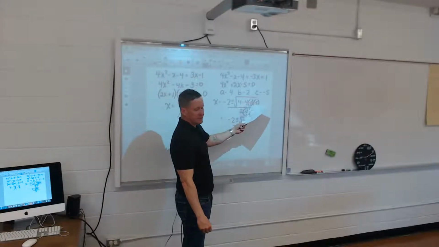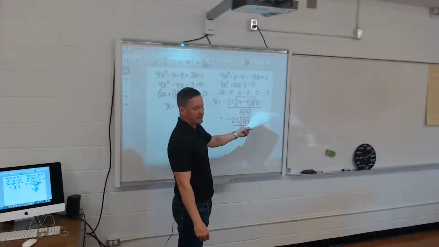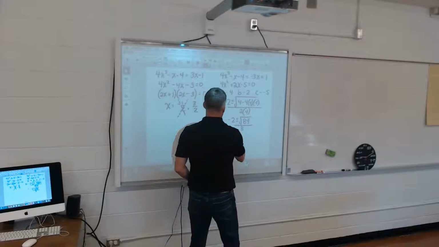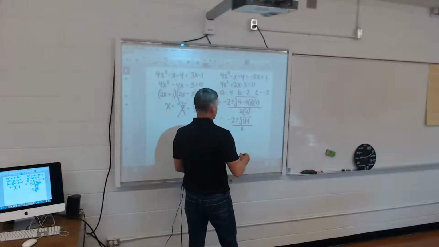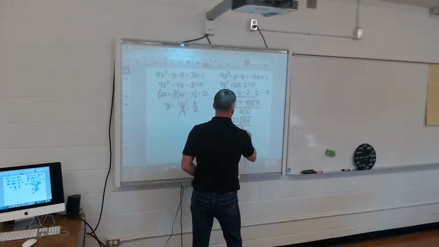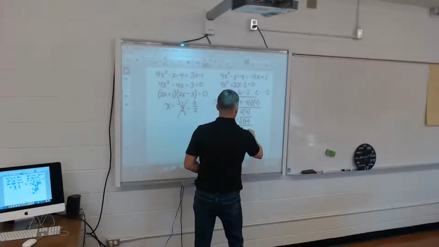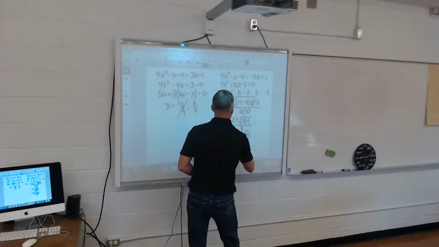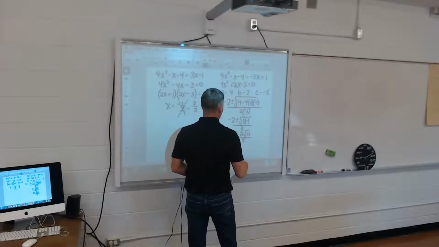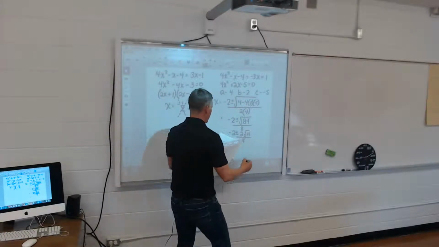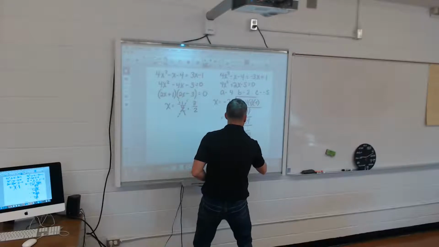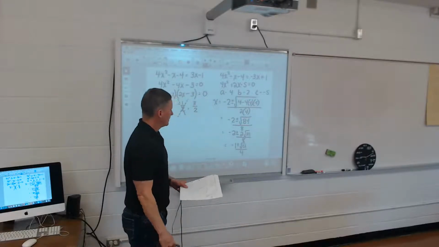So 4 times 4 is 16. 16 times negative 5 is negative 80. Subtract negative 80 is 84. I can actually reduce this. So it gives me minus 2 plus or minus 2 square root 21 over 8, which is equal to, so I would reduce it down to here. I'm going to write this out. So I get minus 1 for it.